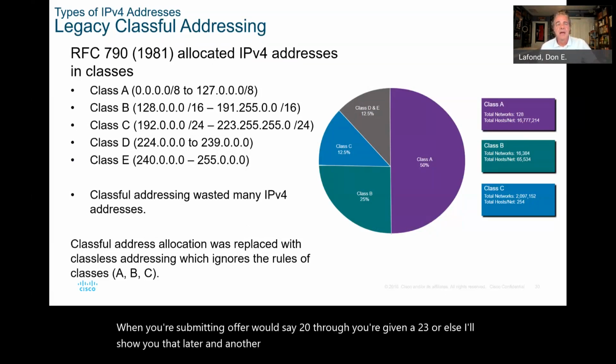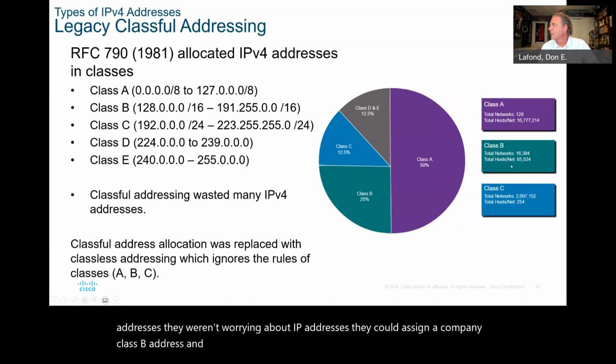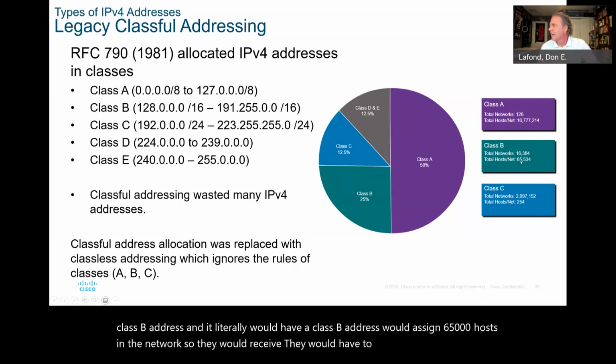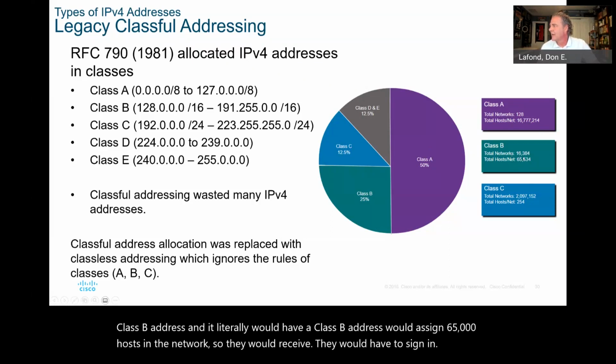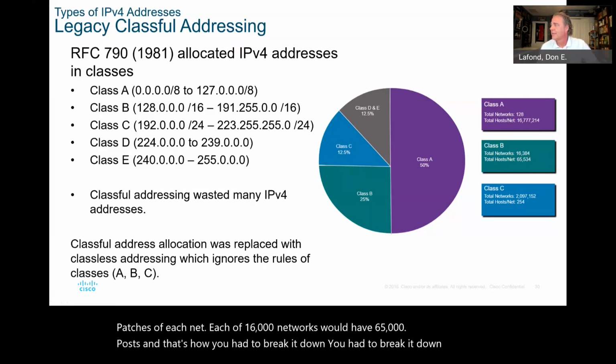But anyway, this is when they weren't worrying about IP addresses. They could assign a company a Class B address, and it would literally assign 65,000 hosts to the network. They would have to assign in batches of 16,000 networks, each with 65,000 hosts, and that's how you had to break it down. Each network had 65,000 hosts.